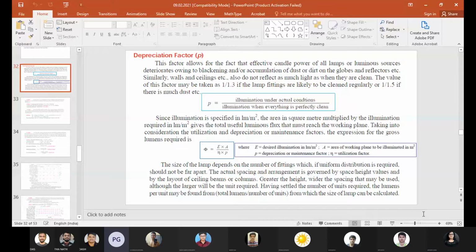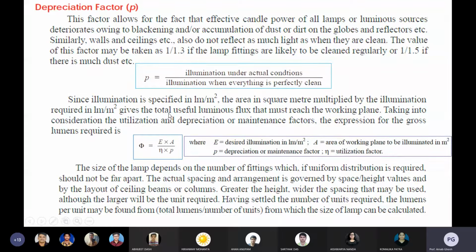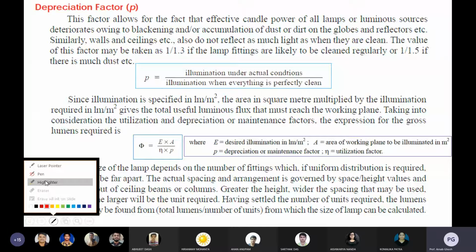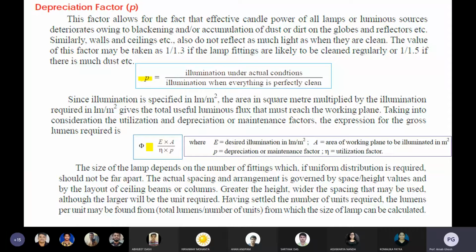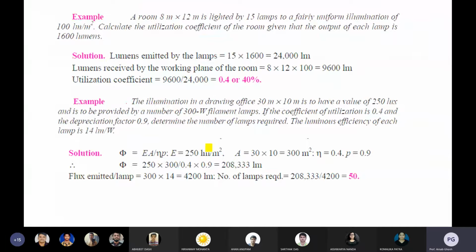So we are discussing different factors, such as the utilization factor and the depreciation factor, and their basic formulas, including the formula for the illuminating flux. Some examples were discussed in the last class, where we calculate the utilization factor and other factors, or, if it is available, calculate the number of lamps required for our application.